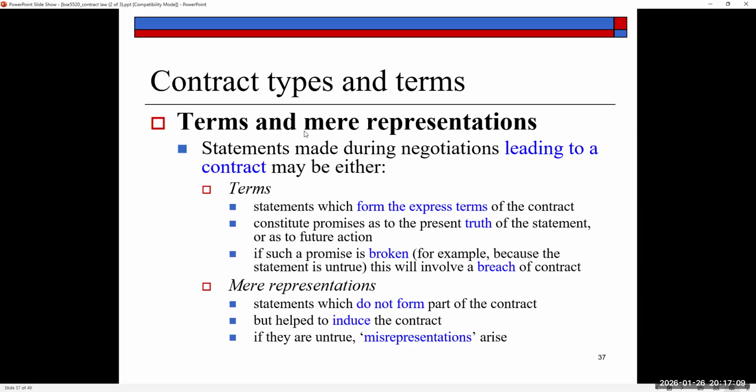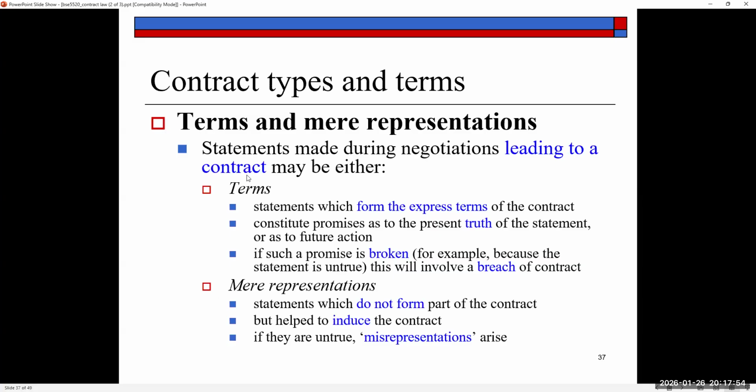Okay, another important distinction between terms and mere representations. Remember, I mentioned negotiations. Before a contract is formally formed, during the negotiations, there could be statements made between the two parties. Okay, you want this price, I want you to reduce the price, give me a discount, right? Back and forth negotiations. Terms, statements which form the express terms of the contract, constitute a promise as to the present truth of the statement. If such a promise is broken, this will involve a breach of contract.